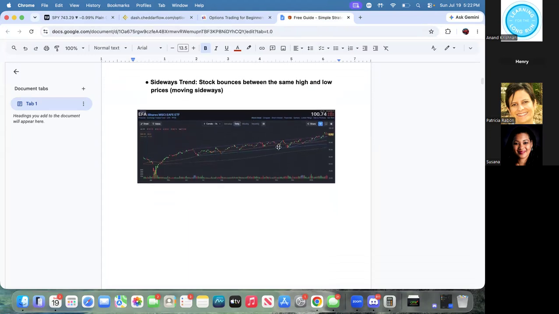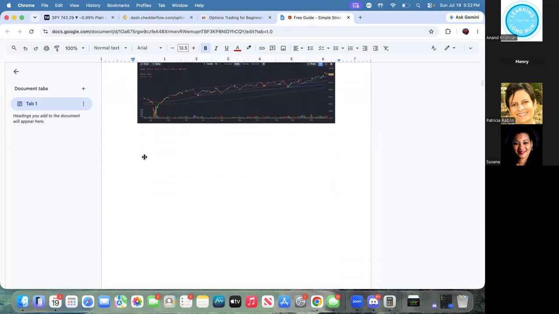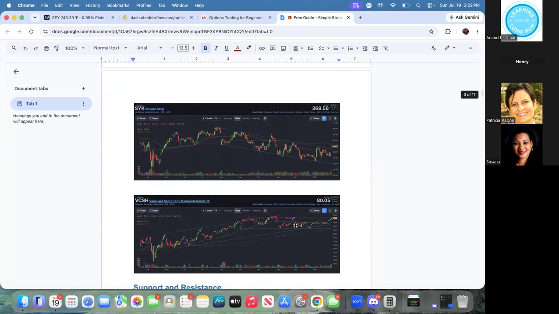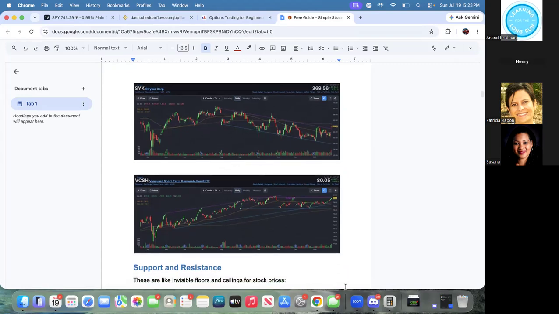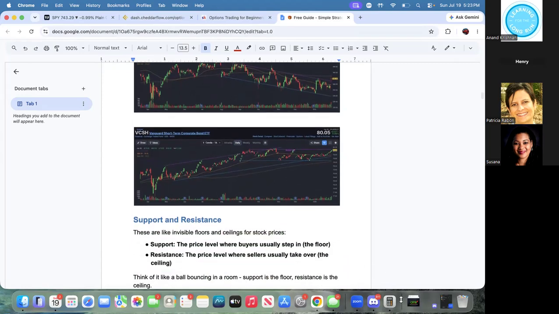So then also identify if there's a sideways market. You can tell because it's not making any new highs or new lows. Here's an example of a downtrend. This is an example of sideways.